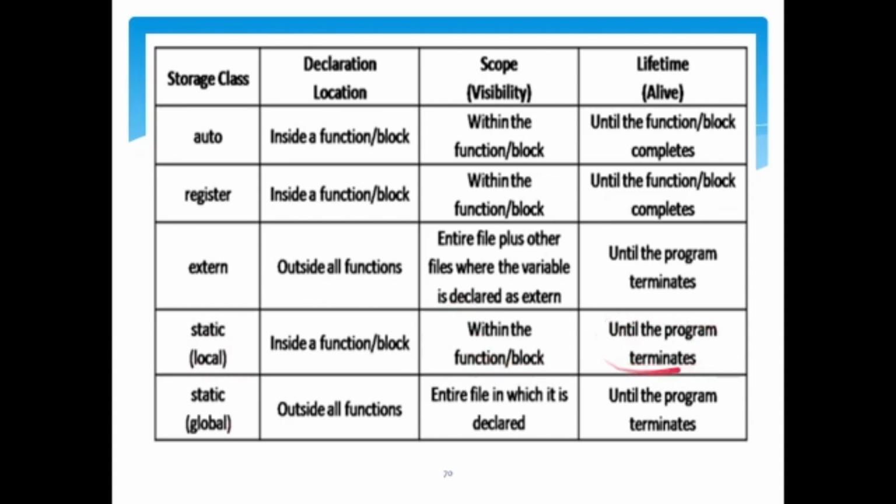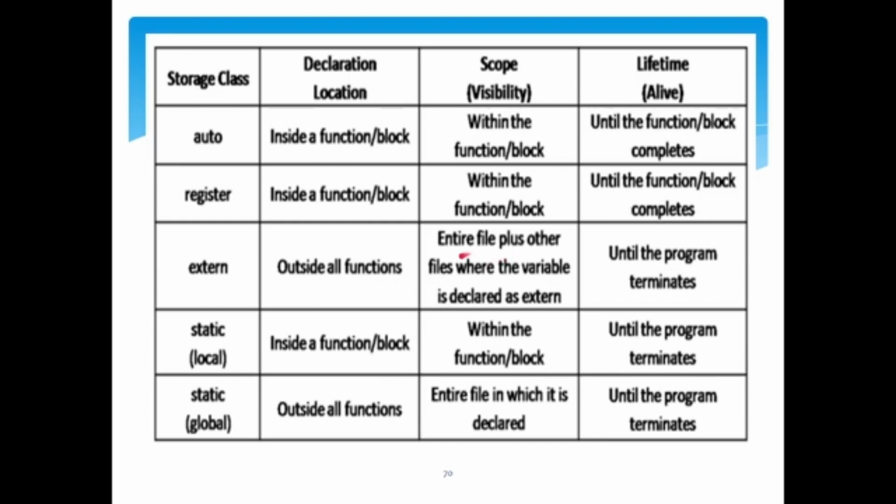Until the program terminates. So you need to remember these 3 are very important. These 3, extern, static local, static global, have the lifetime until the program terminates. And the scopes, right? For static local, it is similar to register and auto. The scope is within the function block. Extern, the scope is entire file plus other files where the variable is declared as extern.